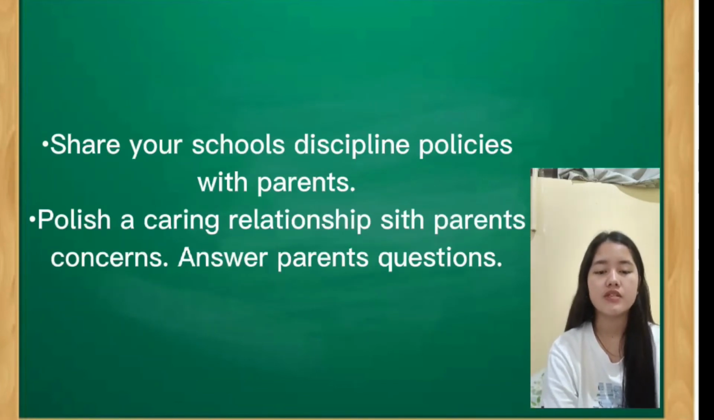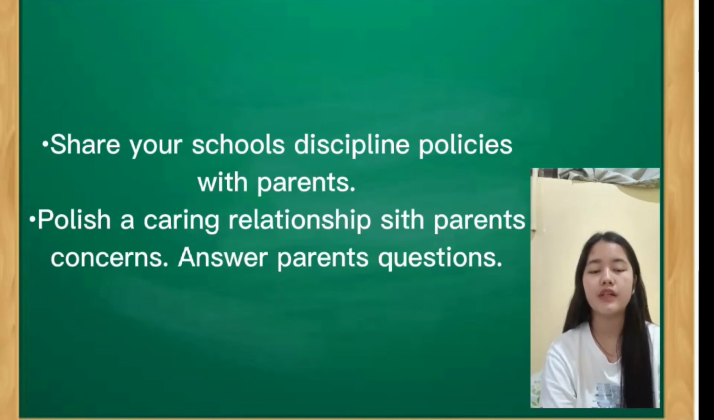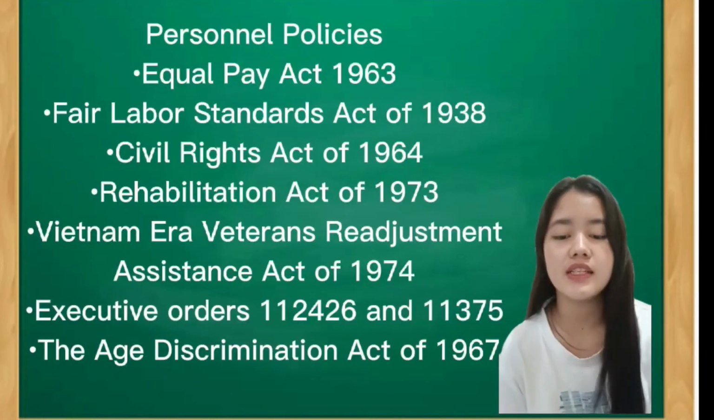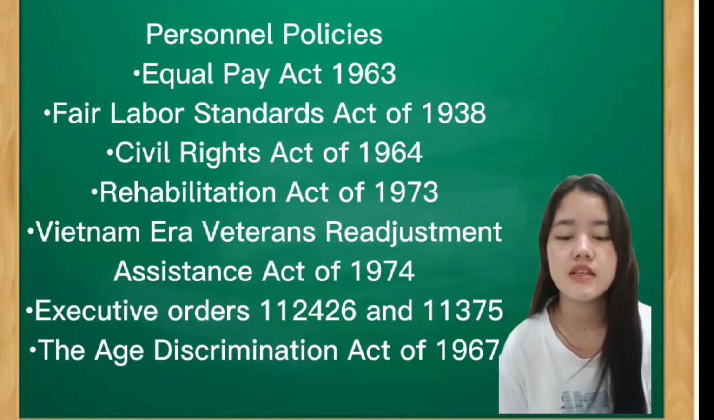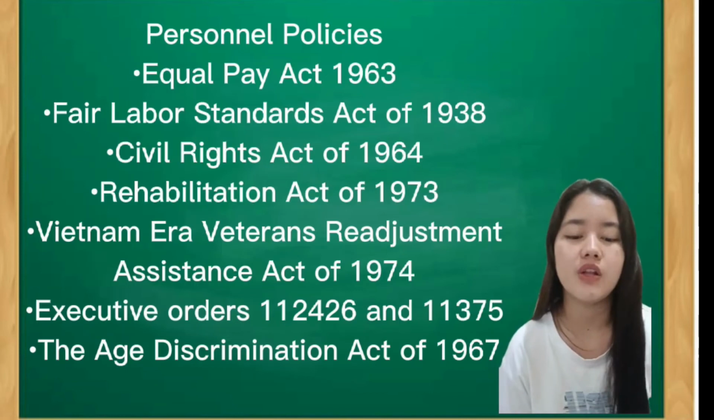Then the third one is share your school's discipline policies with parents. The fourth one is build a caring relationship with parents. Listen to parents' concerns. Answer parents' questions. So, personnel policies. Good personnel policies are necessary to ensure the smooth operation of a school. In addition, personnel procedures may be covered in some laws.